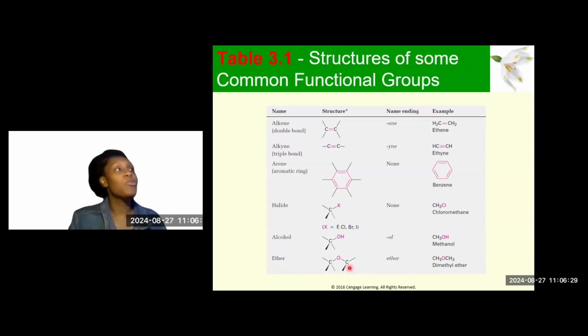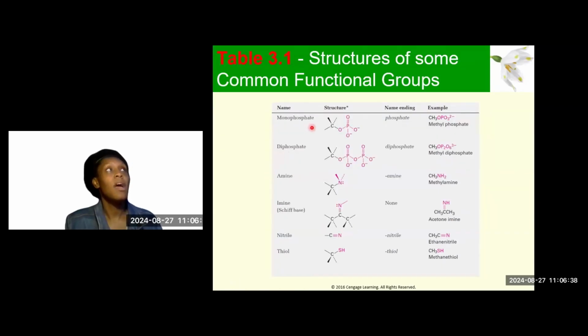As I'm going through these, I want you guys just to make notes. If you need to do flashcards, that's also something that's very beneficial and recommended. And again, we're going through these really fast, and then I'll be breaking up the main ones that we use in organic chemistry.